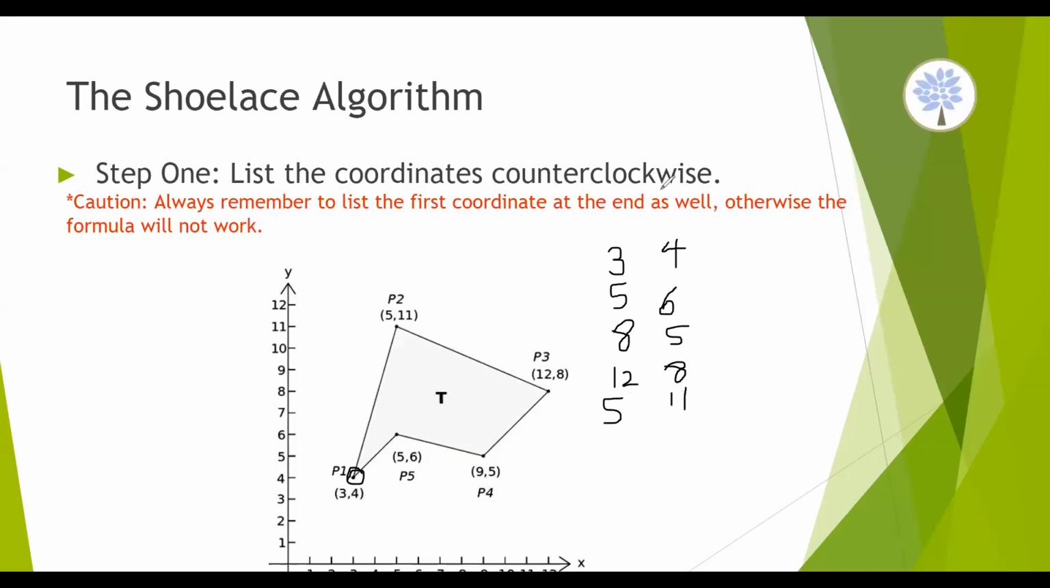Why is P4 8, 5, not 9, 5? Oh, whoops. That was just a mistake on my part. It's a bit blocked from where I'm seeing it, so I read that as 8. But thank you for the correction. It's 9, 5.